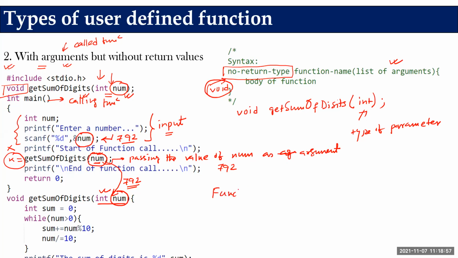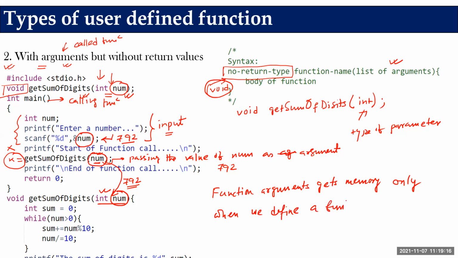Function arguments get memory only when we define a function. So that's why at the time of declaration, name is not required. This is the most important point. Function arguments get memory only when we define.